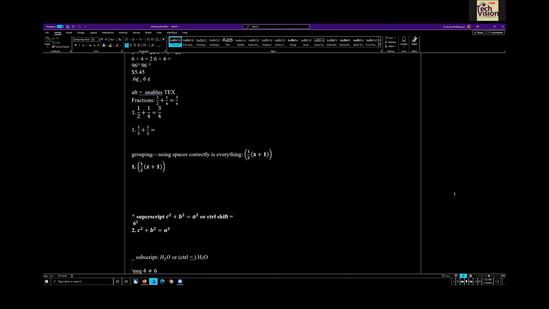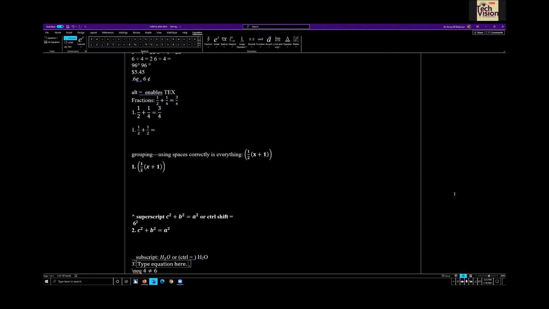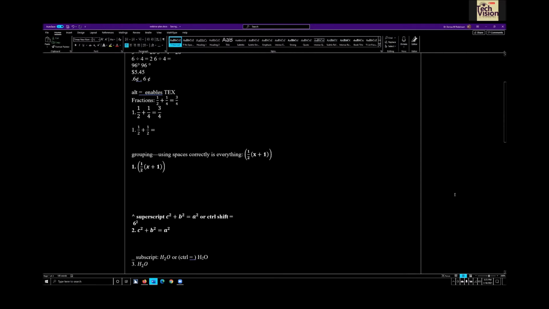But if you want to use your editor, you already have the idea of how to do that. So let's go ahead and do 3. Period. Space. Alt equals selected. Type equation here. H, underscore, so you're going to do shift underscore, from Martin to 2. If you hit space, it immediately does that for you. Then shift O. Enter. Enter. Beautiful. 3. H sub 2O.